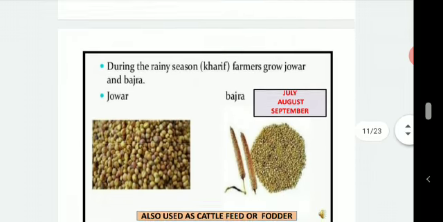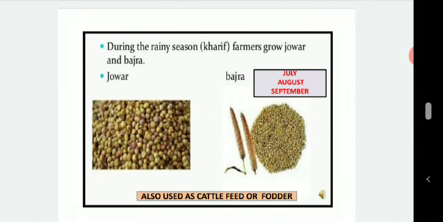Now, remember, during the rainy season, the Kharif crop is grown, where jowar and bajra are the plants that are grown. These crops are also used as cattle feed, and like I have pointed out in the box, bajra and jowar are grown in the months of July, August and September, and they are also used as cattle feed or fodder.